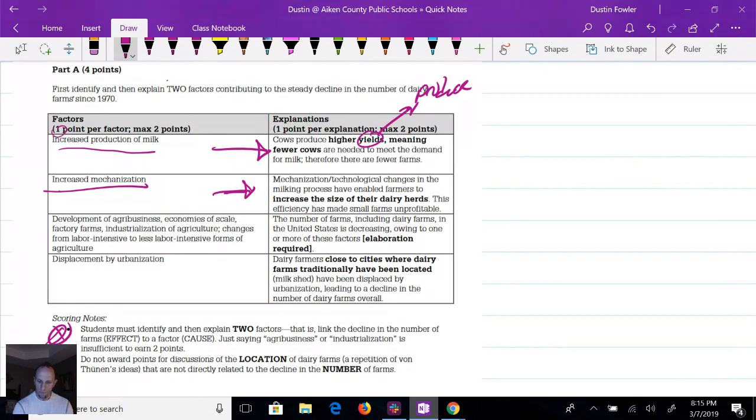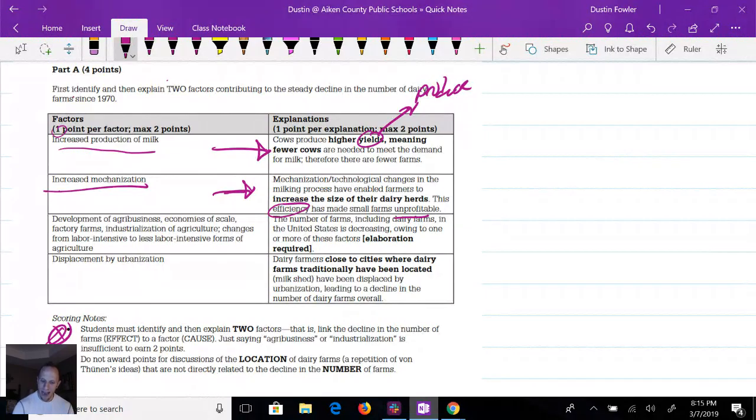Increased mechanization. You have to make the connection that mechanization and technological advances change the milking process to enable farmers to increase their dairy herds, right? This efficiency has made small farms unprofitable. So what do they do? They close up. If it's not a profit, they close up. That causes the decline. So you have to relate it to what the question is asking you in terms of how it is making the dairy farms decline.